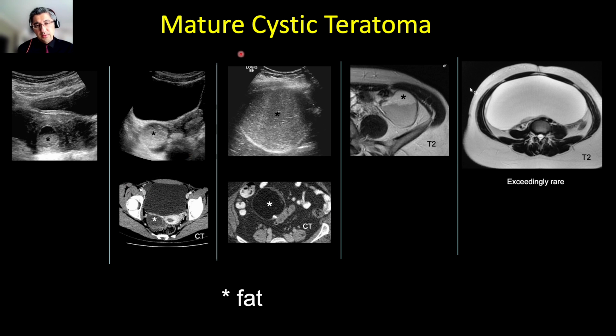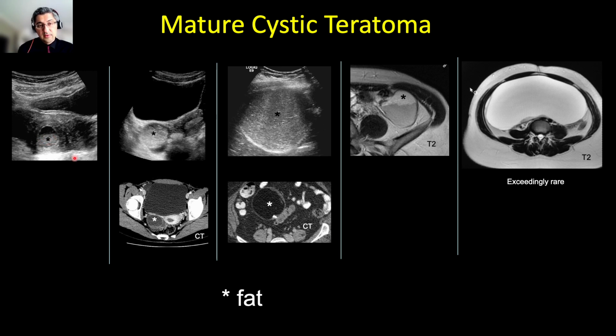Diagnosis of mature cystic teratomas can be challenging. Let me show you some case examples. I put these asterisks for fat. They represent the fat. Although they look like hemorrhage, they're not hemorrhage. They are fat. They don't move with probe compression, and they represent fat.